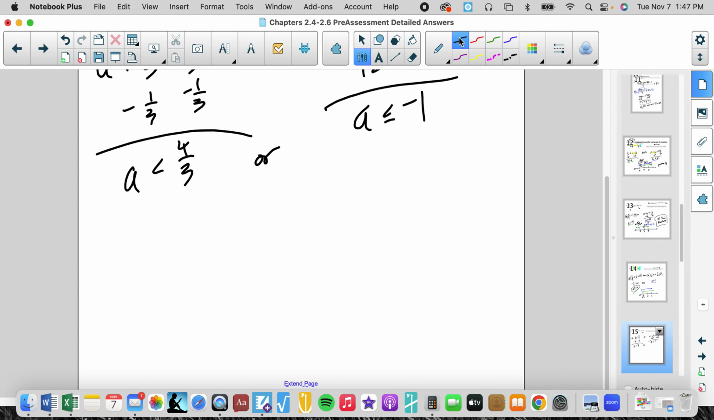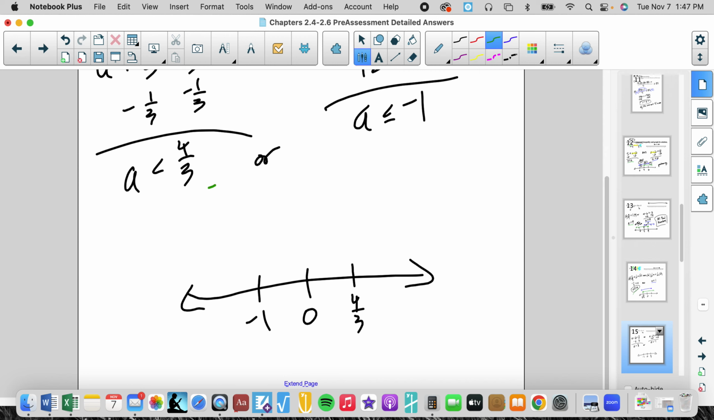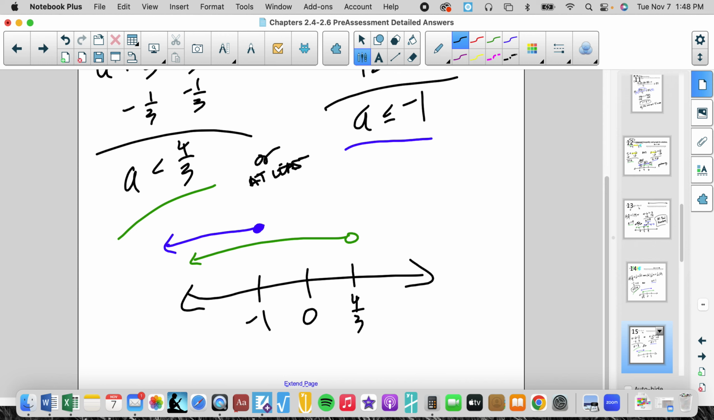Let's look. We have -1, we have 0, we have 4/3. This is going to be open circle going to the left. This is going to be closed circle going to the left. So this is a tricky one. So at least one true. So we have 2 trues at that border. We have 1 true. We have 1 true. And then this is false and this is false.